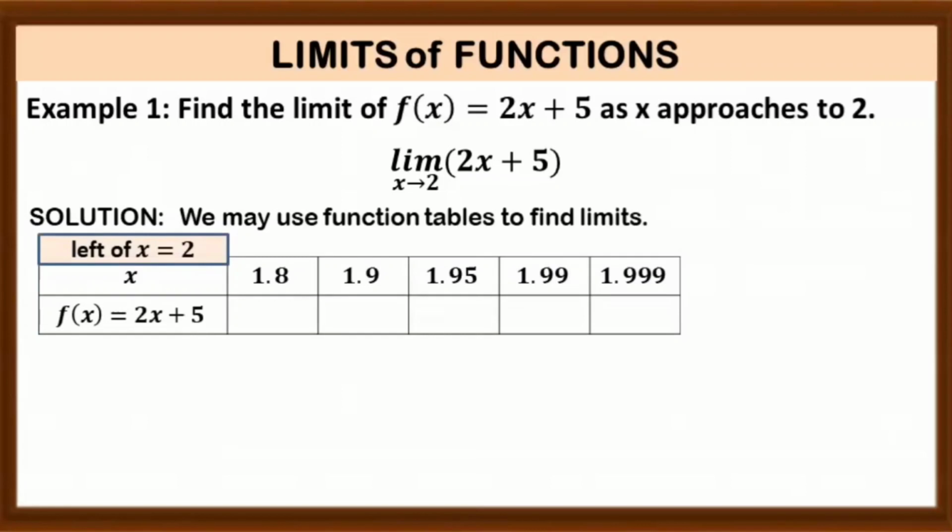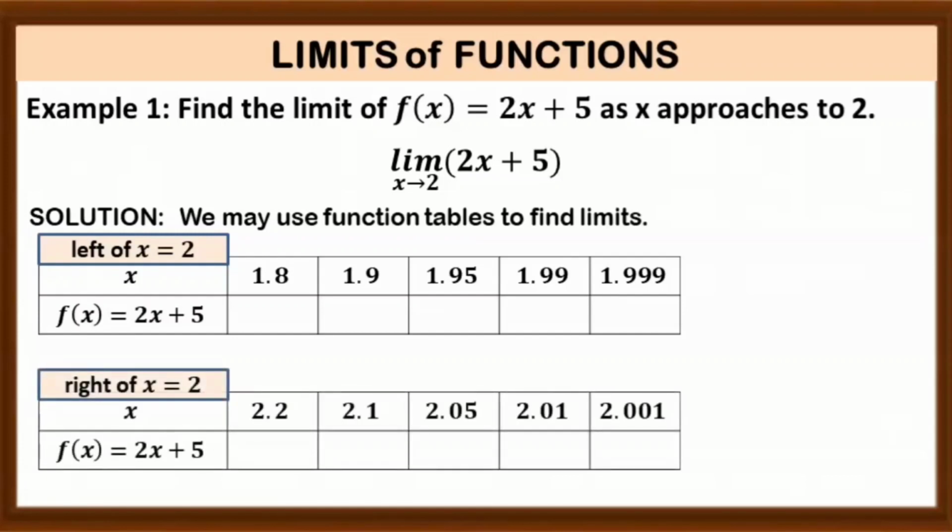We create a function table and assign values for x that are closer and closer to 2 from its left. Just imagine the number line. From the left of 2, we have the values such as 1.8, 1.9, 1.95, 1.99, 1.999, and so on. Notice the sequence of these numbers. It must be arranged in a manner that they get closer and closer to 2, so that we can clearly observe later the y value that our function approaches.